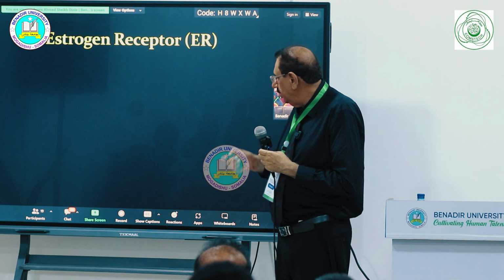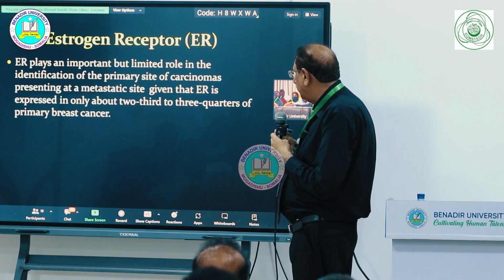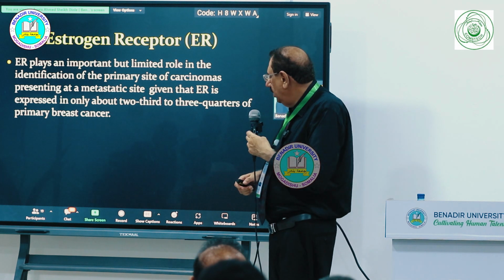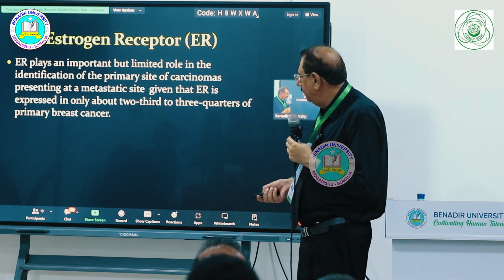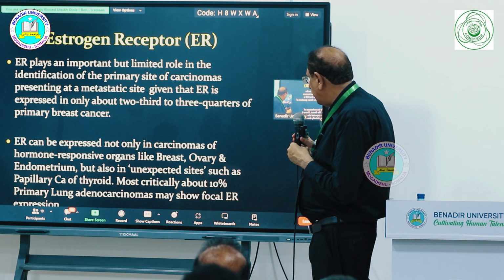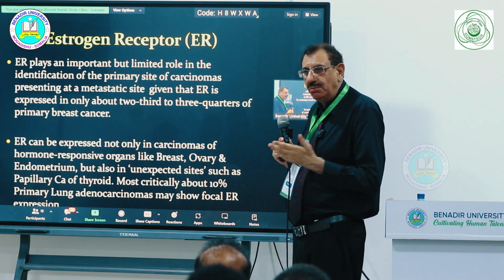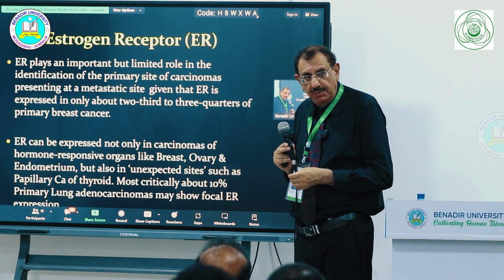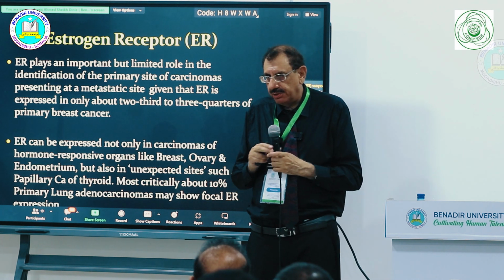Estrogen receptor, let's come to the estrogen receptor. It plays an important but limited role in the identification of the primary site of carcinomas presenting at a metastatic site, given that ER is expressed in only about 2/3 to 3/4 of primary breast cancer patients. So in diagnosis, its role is limited, obviously, because it may be ER negative. Also, ER can be expressed not only in carcinomas of hormone responsive organs like breast, ovary, and endometrium, but also in unexpected sites such as papillary carcinoma of thyroid. Most critically, about 10% of primary lung adenocarcinomas may show focal expression. So in the metastatic setting, as I mentioned, GATA3 is one of the best markers, not estrogen receptor.